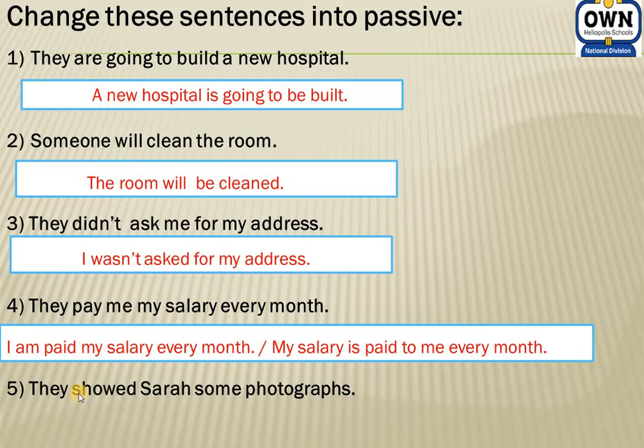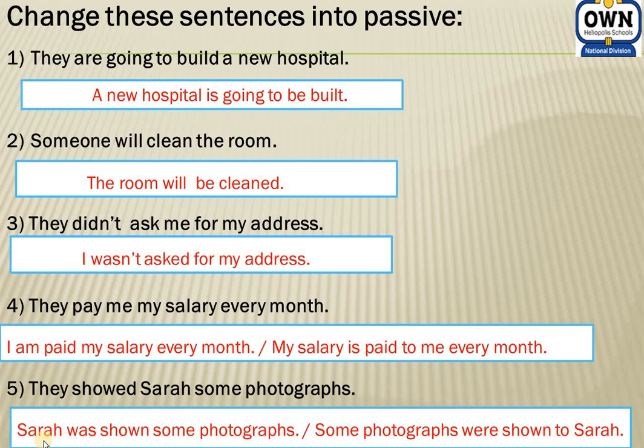The last sentence, number 5. They showed Sarah some photographs. They is the subject, showed is the verb, Sarah is an object, and some photographs is the other one. So the answer is the following: Sarah was shown some photographs, and the other solution: some photographs were shown to Sarah.